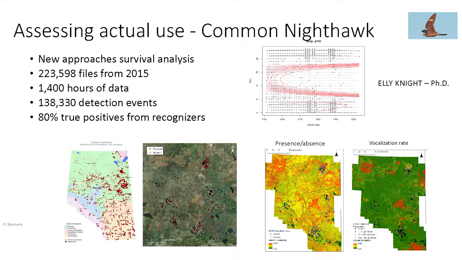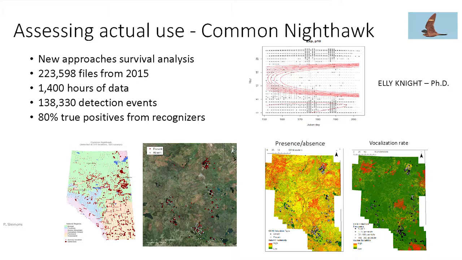And what this shows is Julian date and hour. And what Ellie's been able to do is, she's gone through 223,000 files, which is 1,400 hours of data, and found 138,000 detections of common nighthawks. Here's the map. Sorry, it doesn't show up that well, but the red shows where we found them in the lower Athabasca. But what's important here is, we're going way away from presence-absence of a species.